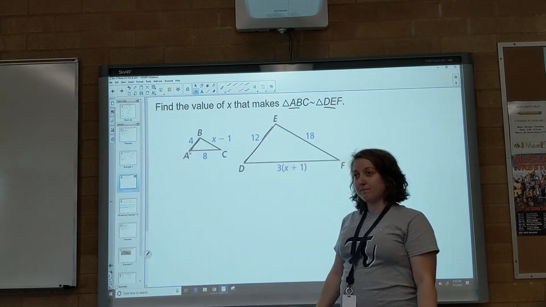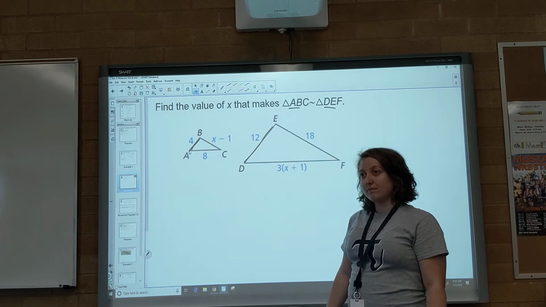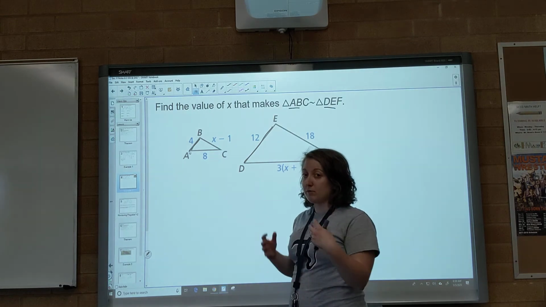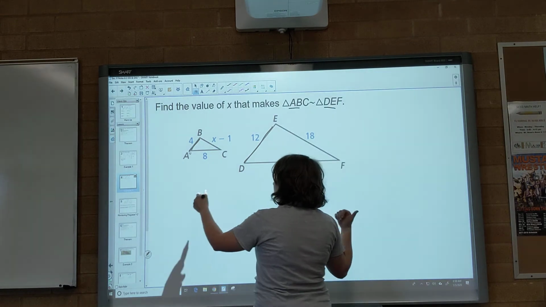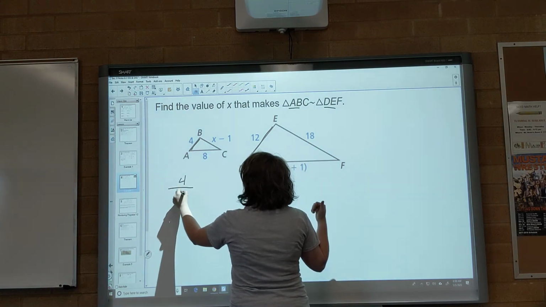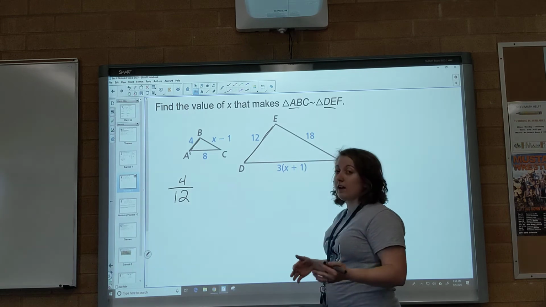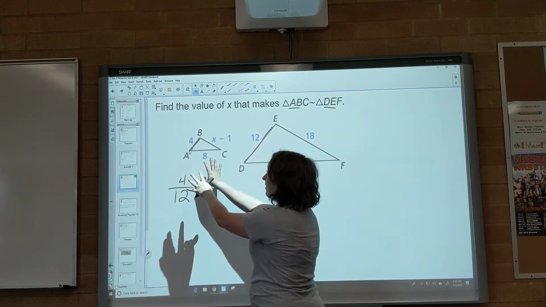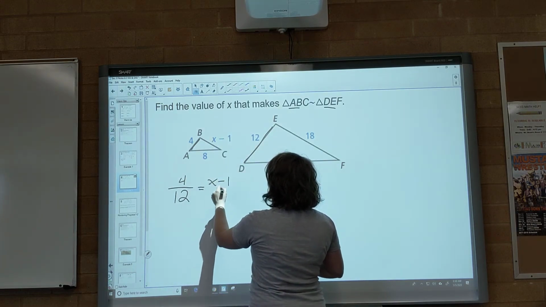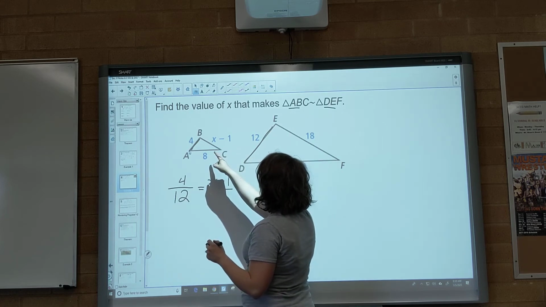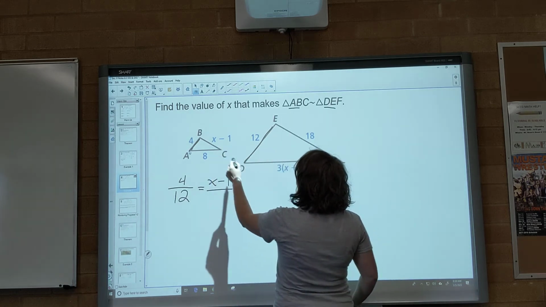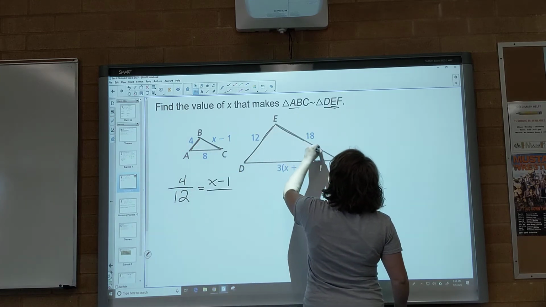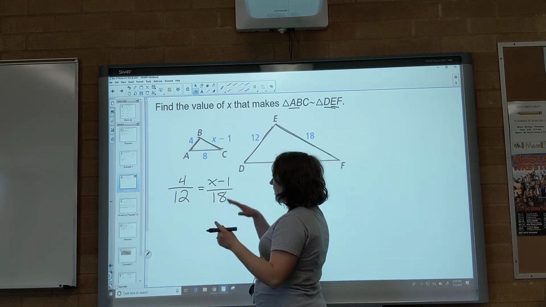Remember that the scale factor is the fraction that helps us solve our problems. For this problem, I need to use a fraction equals a fraction because remember, similarity is proportional with the sides. So I've got 4 over 12. That's my scale factor. Then fraction equals a fraction. Now I'm going to go back to my triangle that I started with, and I'm going to pick x minus 1, and then match x minus 1 with what it matches with on this triangle. So x minus 1 is BC, and those letters match with EF on this other one, so that is 18. So I've got fraction equals a fraction.